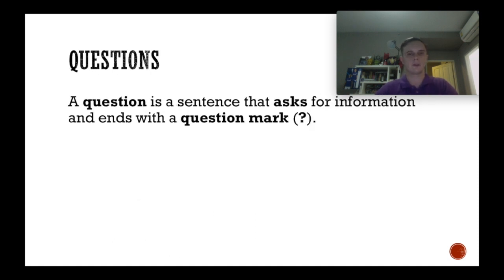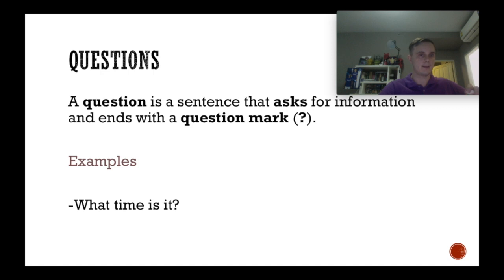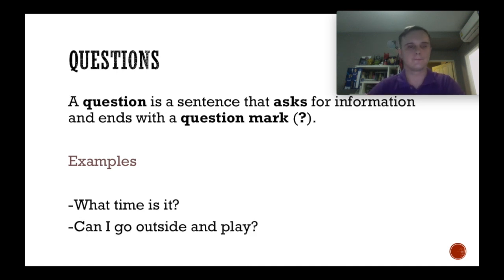Next, we have questions. Questions are like the opposite of statements because they ask for information. They ask someone else to tell them a statement. And questions end with a question mark. So we've got some examples here. What time is it? So if you ask your friend, what time is it? They'll look at their watch and tell you, oh, it's 5 o'clock. So you are asking them to tell you information.